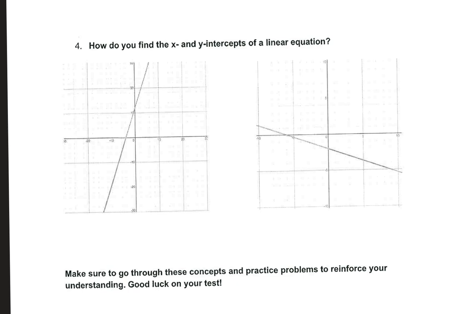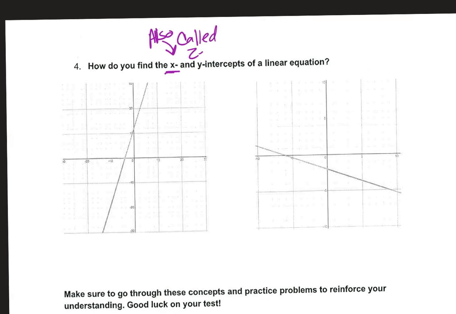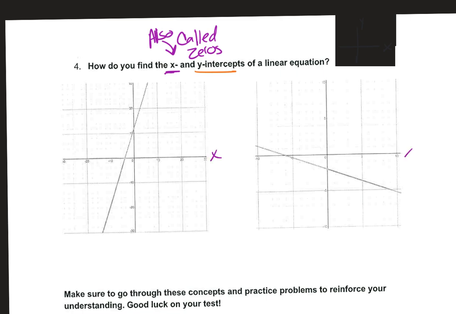Okay, so how do you find the x and the y-intercepts of a linear equation? When you look at this, I want you to remember that the x-intercepts are also called zeros. And then y-intercepts as well. Also, if you need to write yourself a graph, write yourself a graph. This is the x-axis, this is the y-axis.